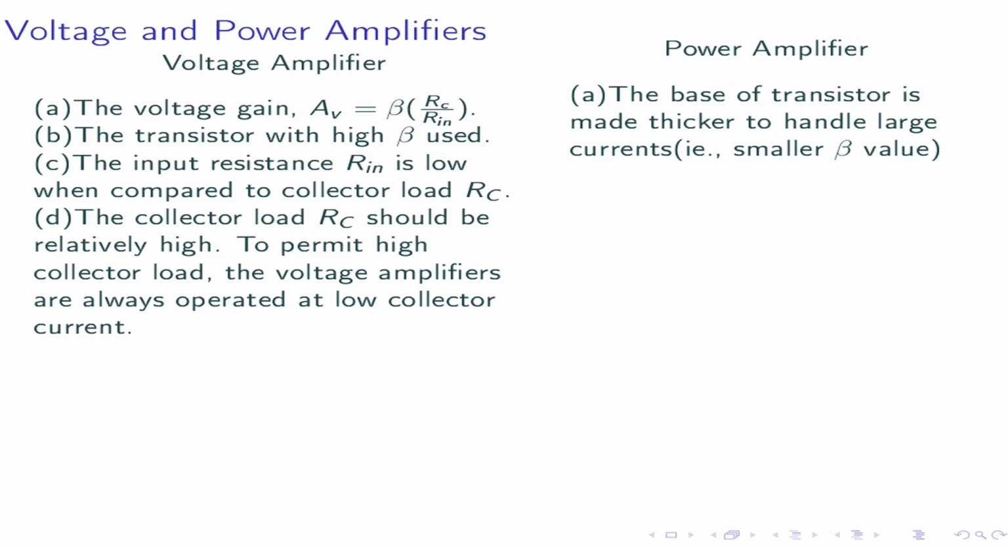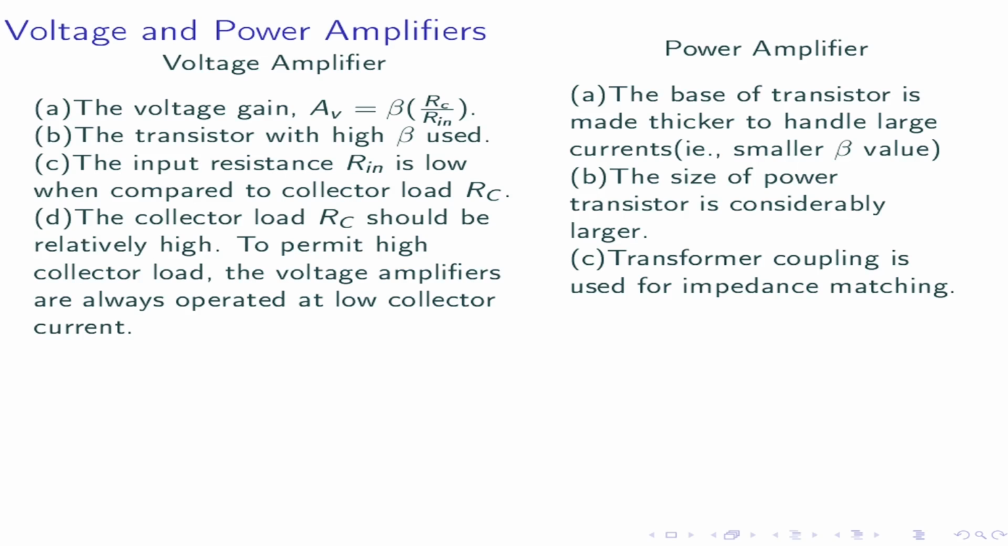In power amplifiers, the base of the transistor is made thicker to handle large currents, that is, smaller beta values. Thus, in a power amplifier, the base is thicker, but in a voltage amplifier, the base is thin. The size of a power transistor is considerably large. Transformer coupling is used for impedance matching. Collector resistance is made low.